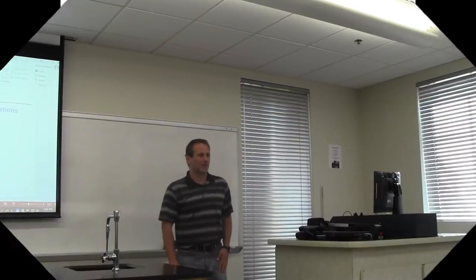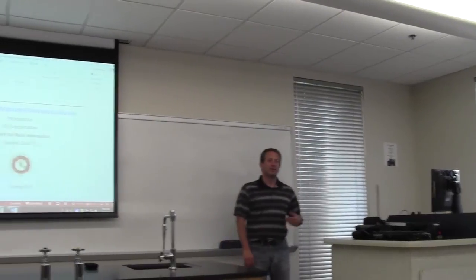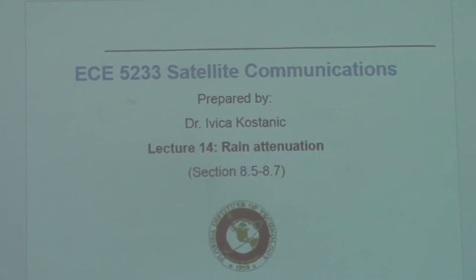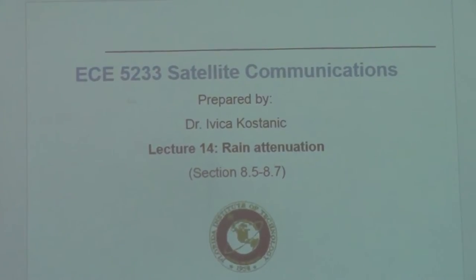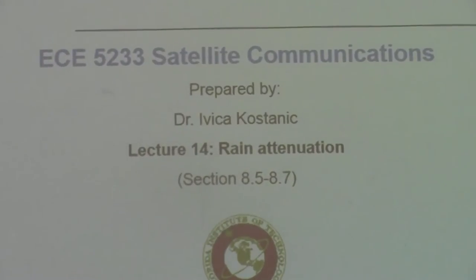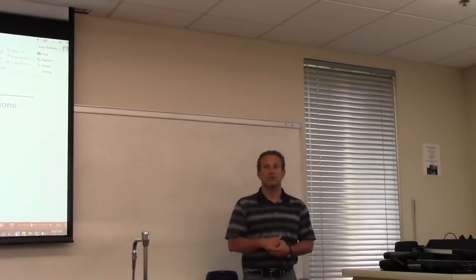Pick up where we left off last time. Remember, our task here is to determine the fade margin, and the fade margin is against the rain effect. Last time we talked about how to characterize the rain, and we said that there are two principal ways. One is climate regions, and the other is the rain exceedance curves. It's just two different sources essentially telling you the same information.